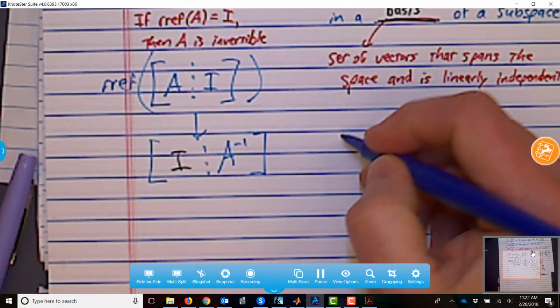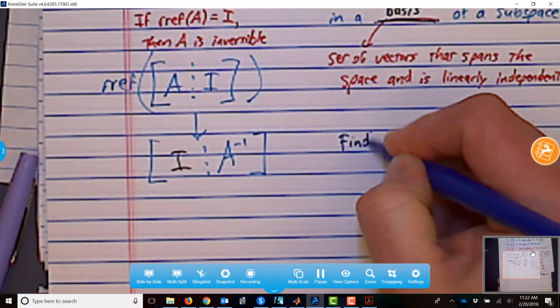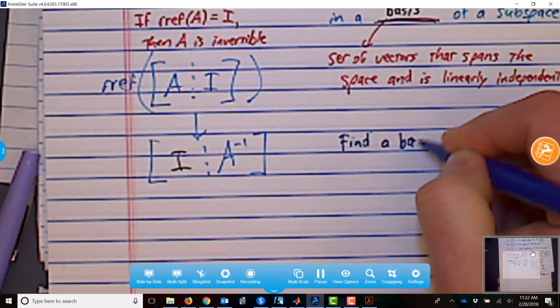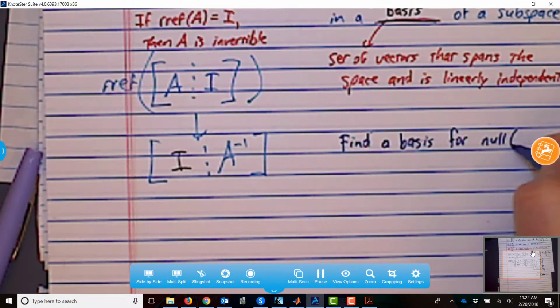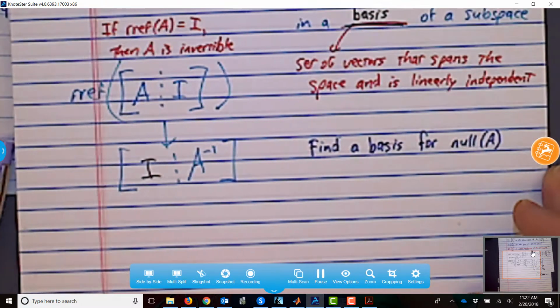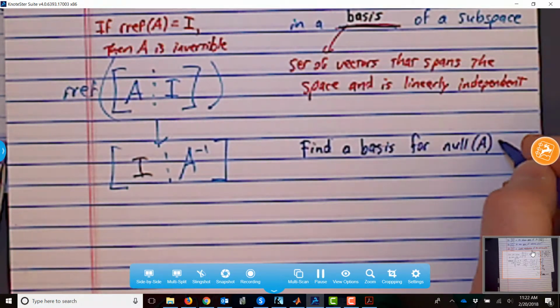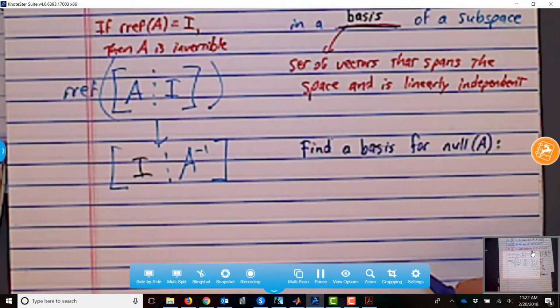Okay? So, let's do a quick exercise. Find a basis for the null space of A. Okay? Oh, I think we did that already. Didn't we do that one? With my favorite matrix?